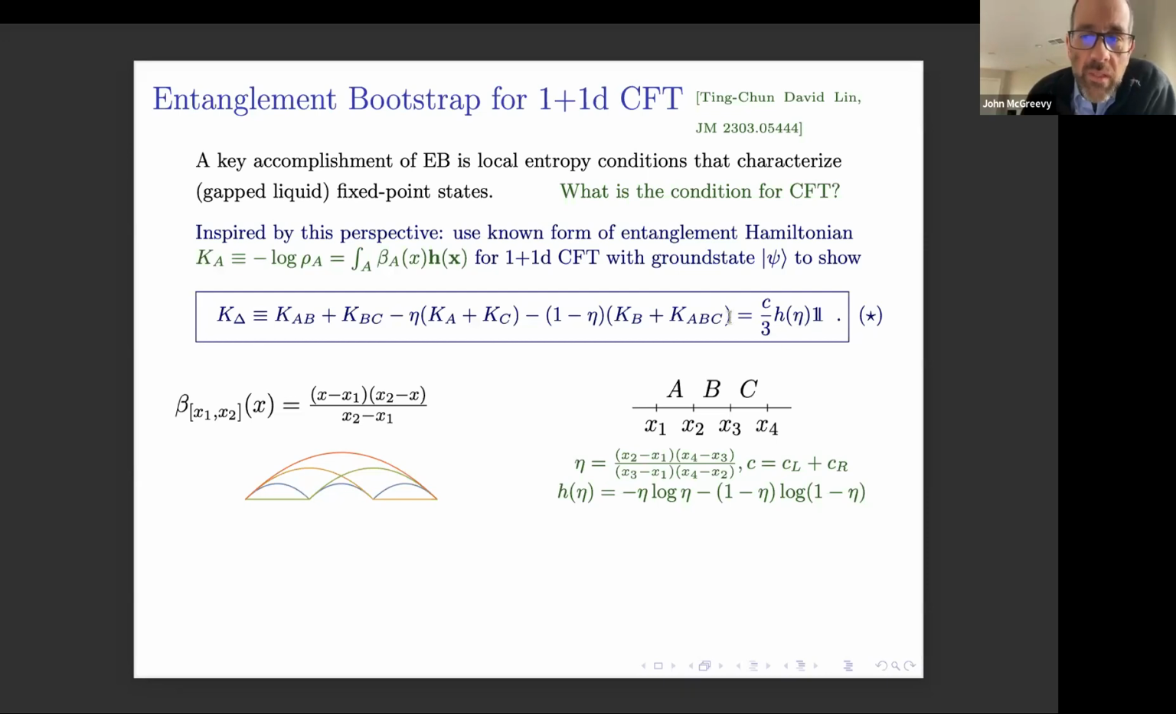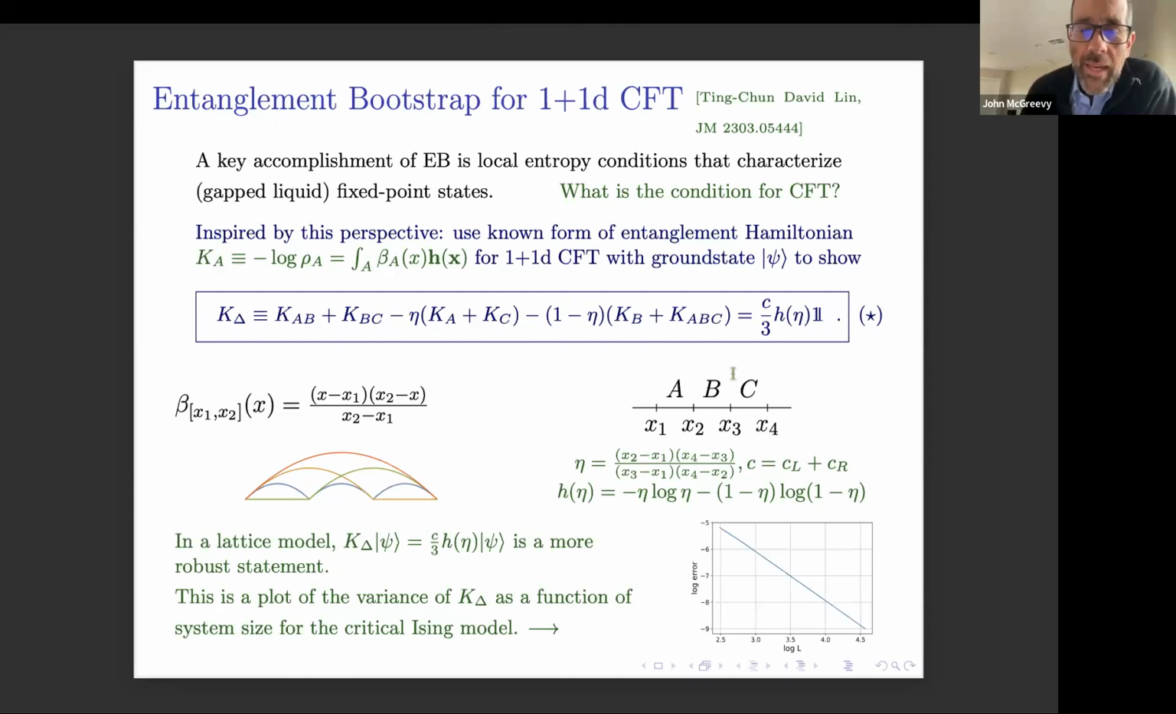And if you take the expectation value of both sides, you can see that the constant has to be c over 3, where c is the total central charge, times h of eta, where eta is the cross ratio and h of eta is the binary entropy function, this function here. Okay, so that's a fact about the entanglement Hamiltonians of ground states of CFT. But notice that it's a local condition, right? If I pick 3 contiguous regions that are part of my CFT ground state, I can check whether or not this operator identity is true.